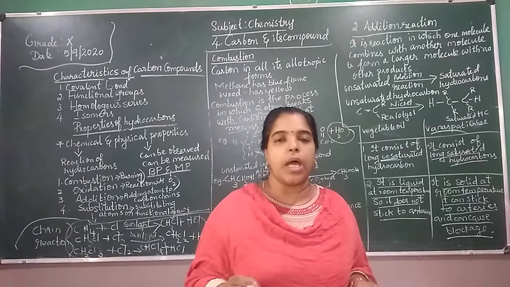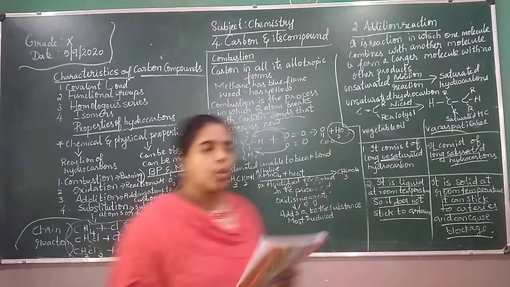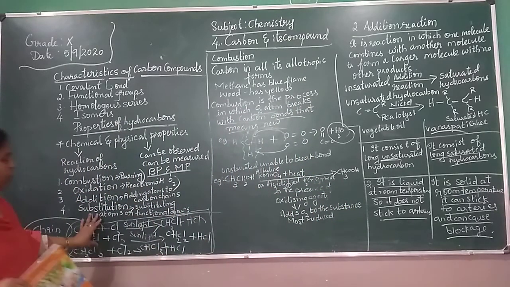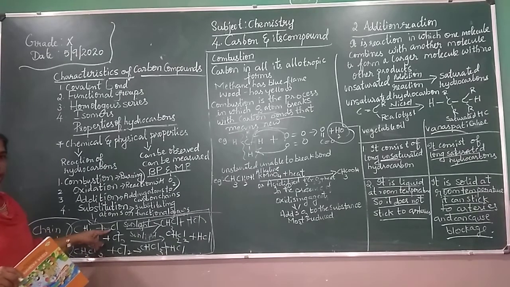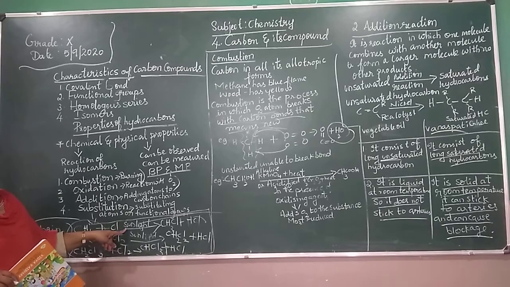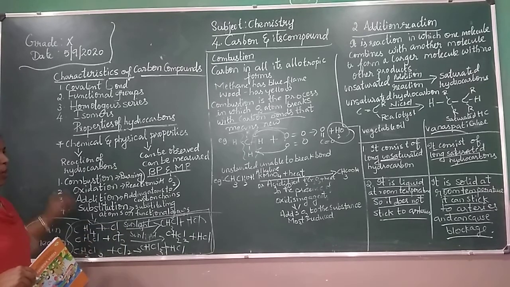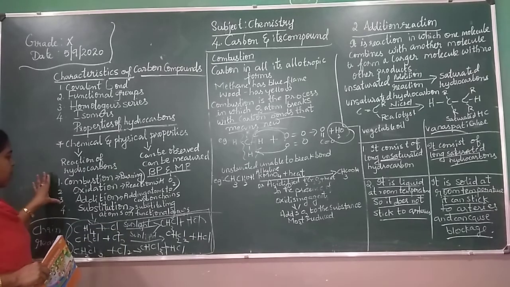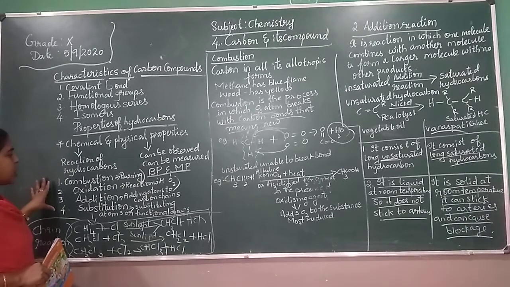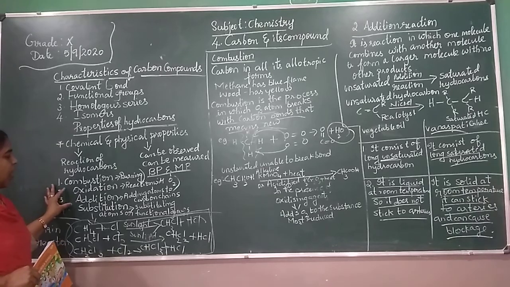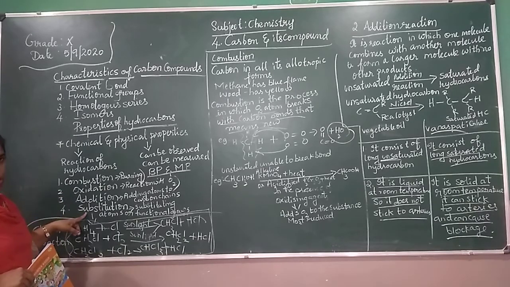In presence of sunlight, methane reacts with the chlorine. That is the formation, I written the formula here. These are the reactions. So once again I will repeat the four types of reactions among all the properties of the hydrocarbon, coming to chemical and physical properties. The reactions we are learning are: combustion reaction, oxidation reaction, addition reaction, and substitution reaction.